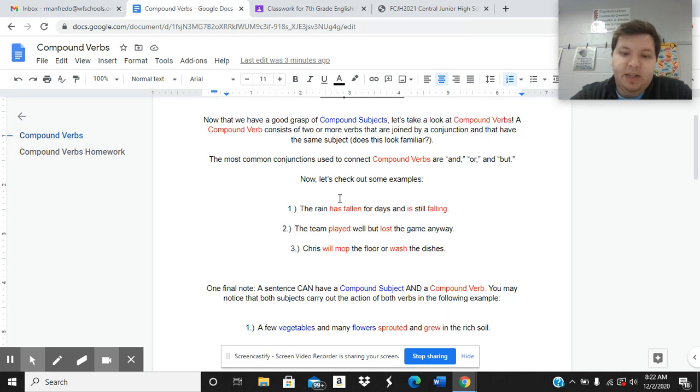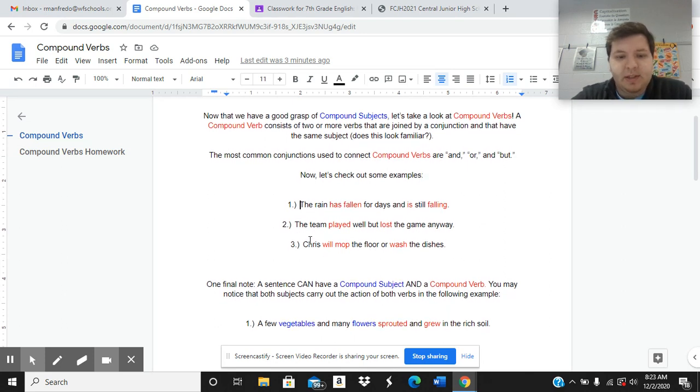So in this example, we've got a verb phrase here with has fallen. Then over here we have is still falling. Be careful because sometimes these helping verbs are not directly attached to the verb. And in this case, we have still functioning as an adverb that is separating these two parts of a verb phrase. So just be careful with that. We'll look at some examples on your homework here in a minute.